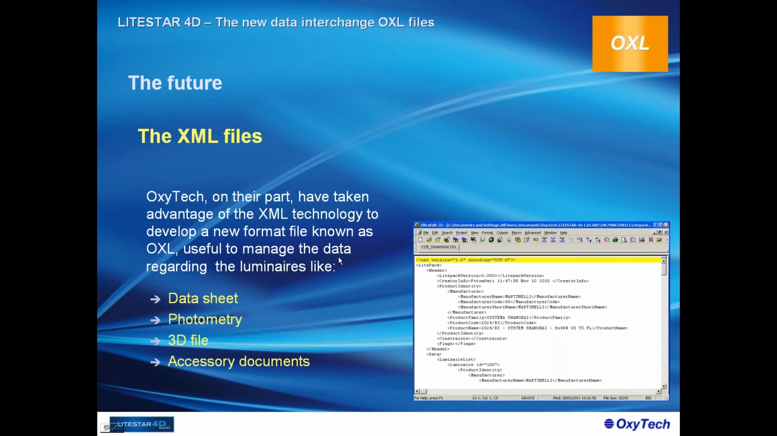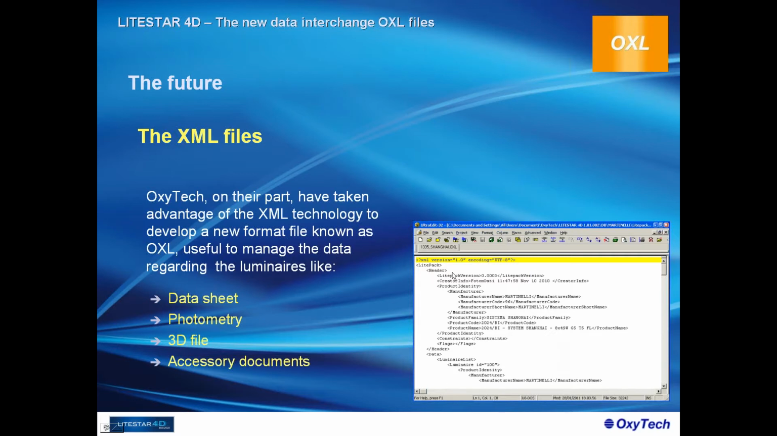Oxitec, on their part, have taken advantage of the XML technology to develop a new format file known as OXL, or over here also called LITESTAR, so the package of the information related to the product managing light, useful to manage the data regarding the luminaires like datasheet, photometry, 3D file, accessory documents. You have here an example of the OXL file.